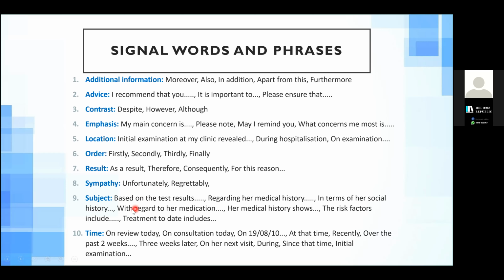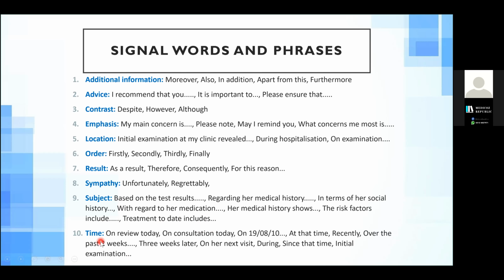Subject: based on the test results, regarding her medical history, in terms of her social history, we are explaining the subject of the next sentence by writing these phrases. Based on the test results, we are explaining in the next sentence the test results. So we are announcing it like this: her medical history shows, the risk factors include, treatment to date includes. So we are announcing what we are going to talk about in the next sentence to make it more clear what we are talking about.